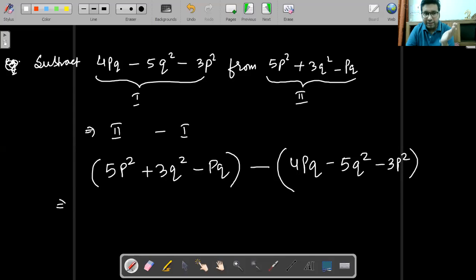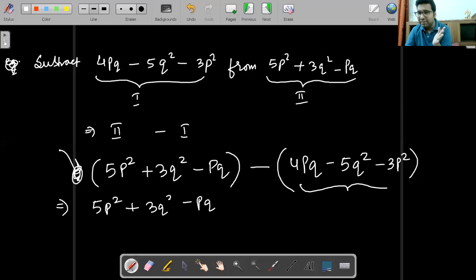When we open the gate, we find outside nothing is there, so no changes inside. When we opened the gate, if outside there is a plus sign or nothing at all, there will be no changes. They will be as it is: 5p square plus 3q square minus pq.